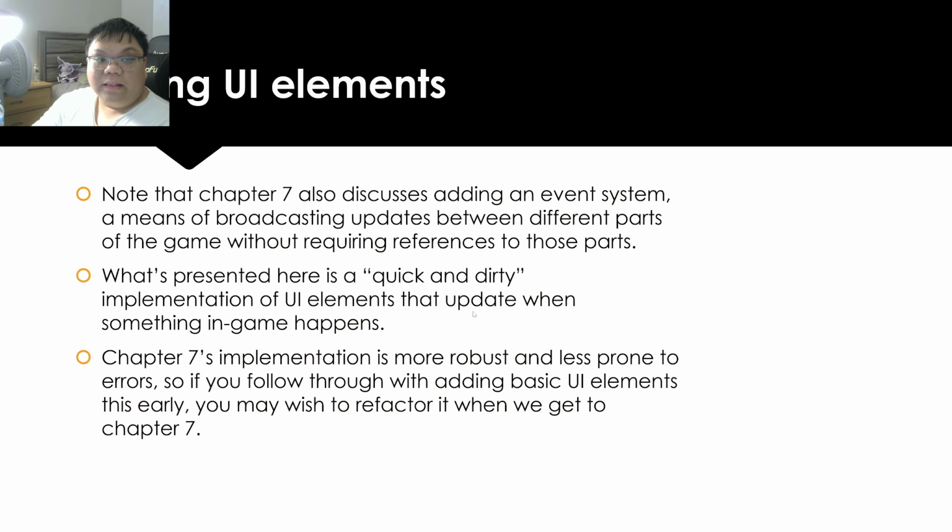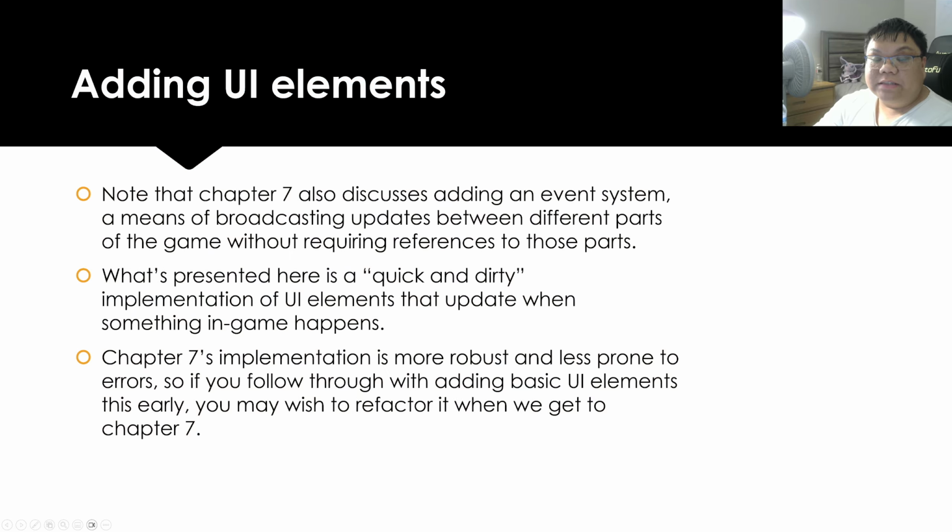However, I must mention that Chapter 7 introduces something known as an event system, which is a means of broadcasting updates between different parts of the game without requiring references to those parts. The beauty of having an event system is, if you have parts that are missing, the absence of parts does not break the rest of the game. So the game will be able to work in an incomplete state, or the UI can work in an incomplete state. Basically, the game can work without a UI, and the UI can work without a game.